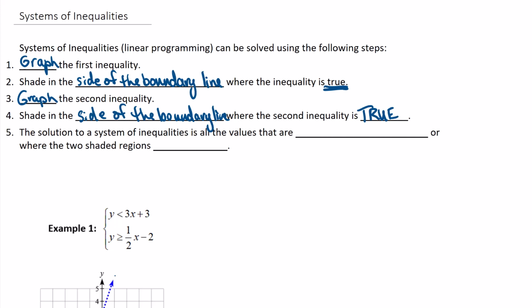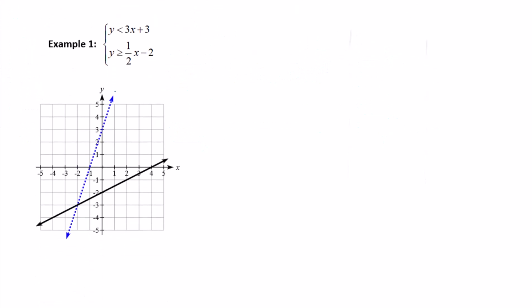Then the last part is the solution to a system of inequalities is all the values, the area where both inequalities are true. Or we could also say, where the two shaded regions overlap. So let's give example 1 a try.